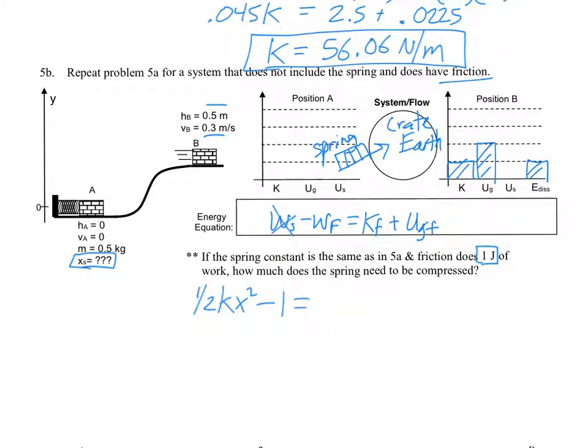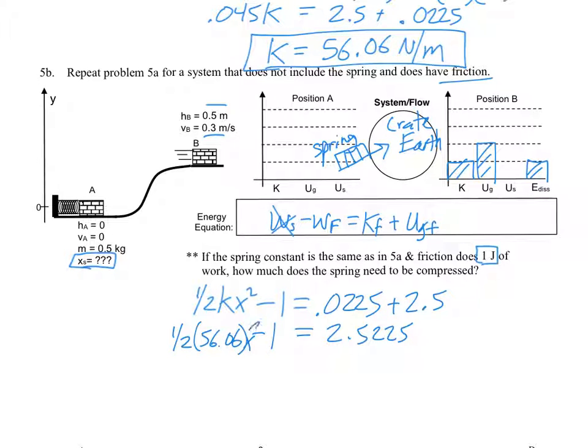So our kinetic energy was 0.0225. Our gravitational energy was the 2.5. And so our object is going to end with that same amount of energy of 2.5225 joules of energy total, but it lost that 1 joule to work. And again, the K we're keeping from what we had in the previous problem, and we're looking for that x squared.